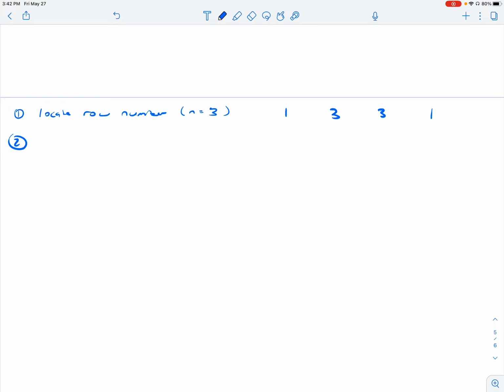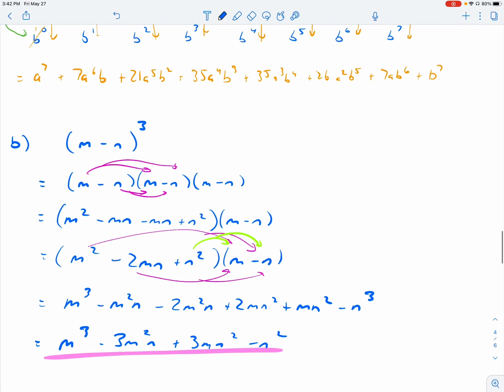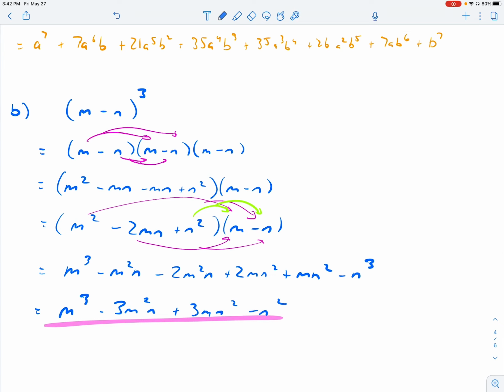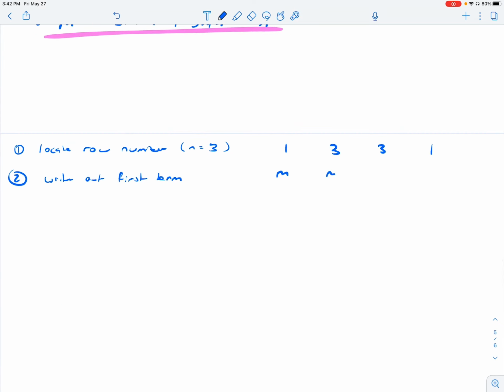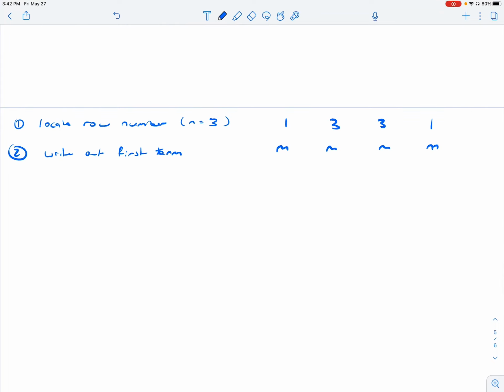Okay, step two, write out first term. The first term in the binomial, for us it's m, so we're just going to write that out. So you write out the first term, and then the exponents descend. So they're going to start off at 3 and then go down. If you want, you can always cross this out and make it a 1. Anything to the exponent 0 is 1.